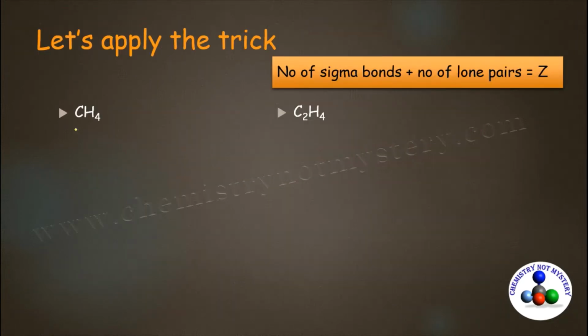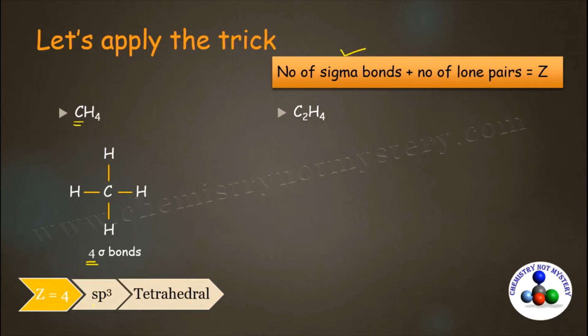Now let's apply the trick to find out the hybridization of carbon in the methane molecule. First of all, draw the structure of the methane molecule. So this is the structure of methane. Now calculate the number of sigma bonds. As you know, a single bond is a sigma bond. As there are 4 single bonds, there will be 4 sigma bonds and there is no lone pair. So the Z value will be 4. For Z equal to 4, hybridization will be sp3 and the geometry of the methane molecule will be tetrahedral.